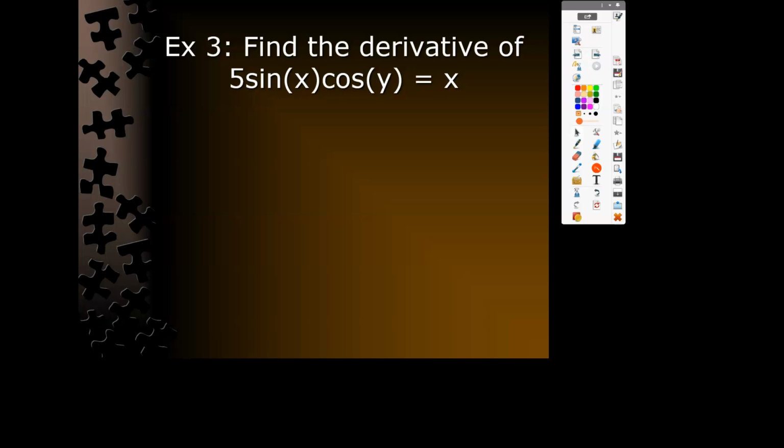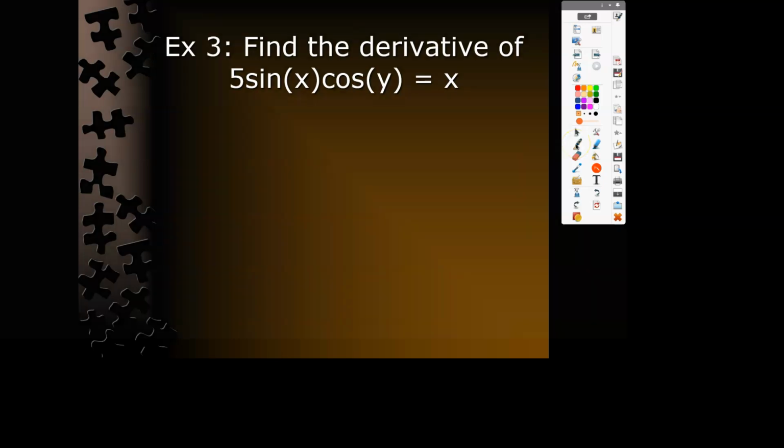And the derivative of my sine x cosine y equal x. So I group the 5 and the sine x together. So it's a product rule. So it's first times derivative of second, derivative of cosine is negative sine. And then because it's a y, it's negative sine of y, dy dx.